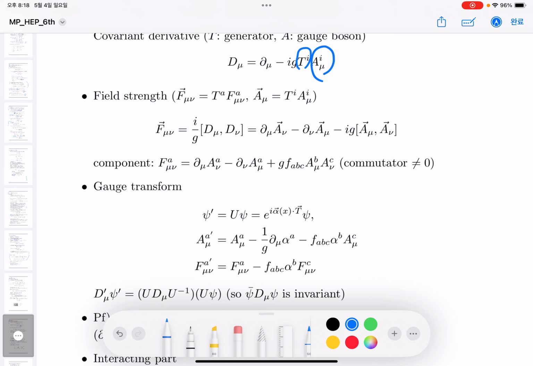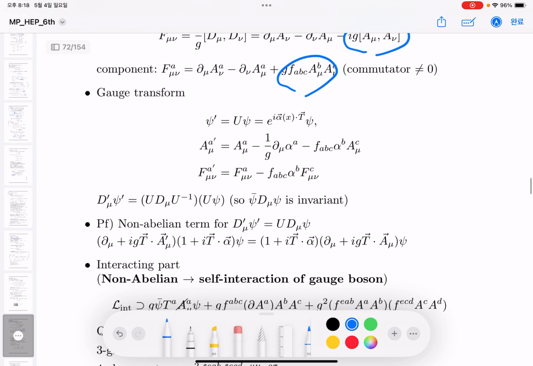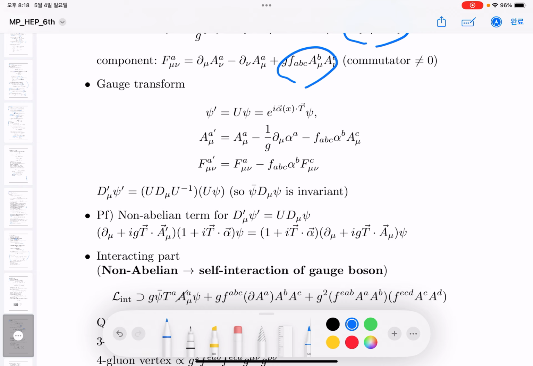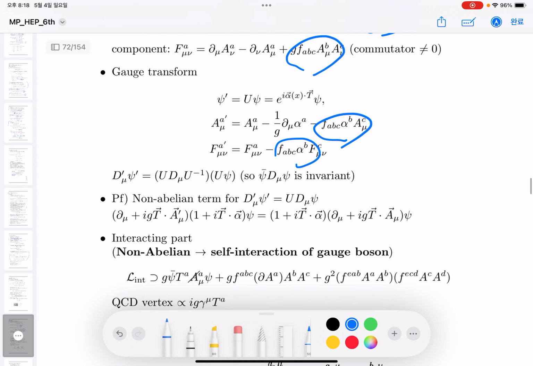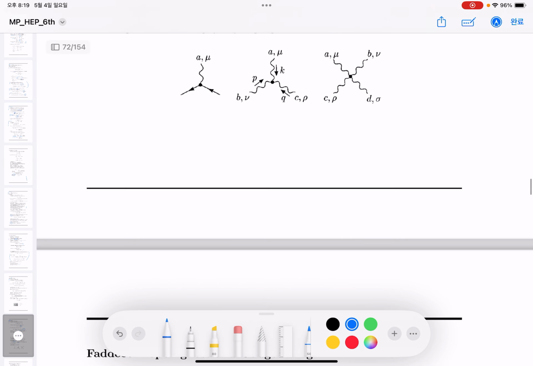The field strength also now includes the non-commutative term in here, including the f^{abc} structure constant. So it also includes the non-commutative terms for the gauge bosons in the field strength. So the interacting part now includes the non-commutative term, the partial A term coupling with the F, and the gauge boson coupling with the F and F, such a two-form, the three-gauge-boson and four-gauge-boson vertices.